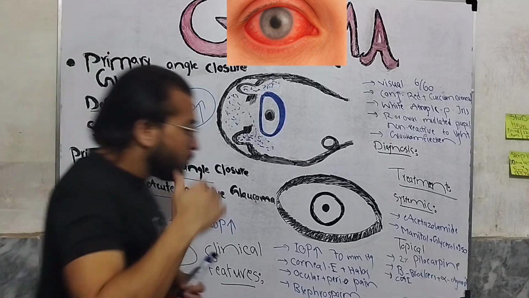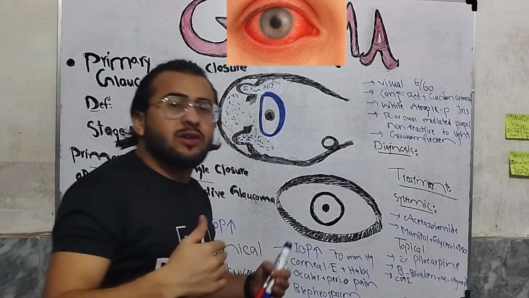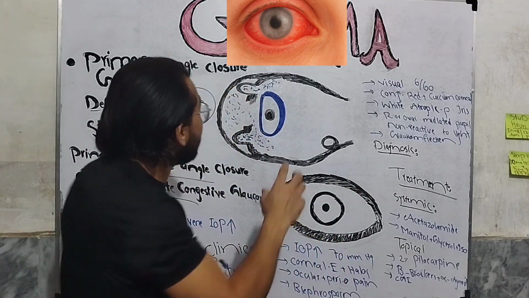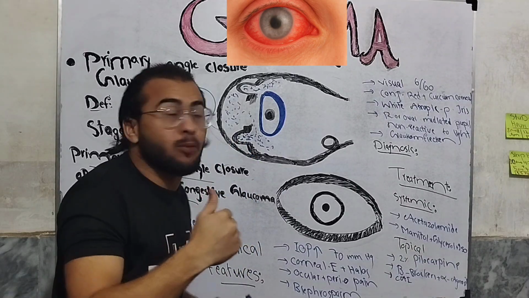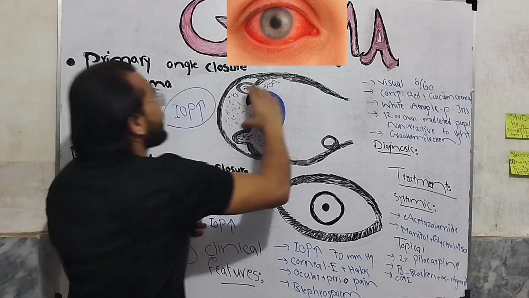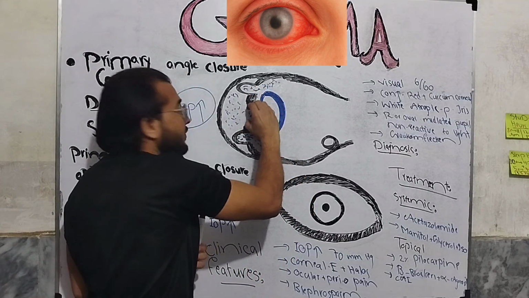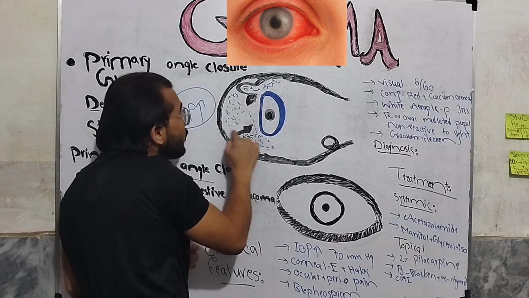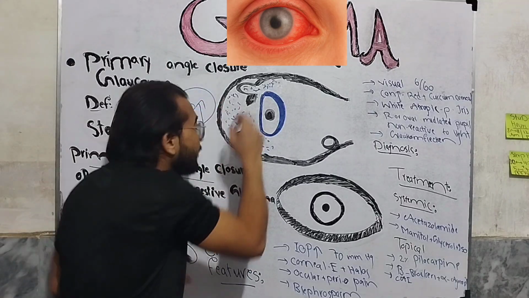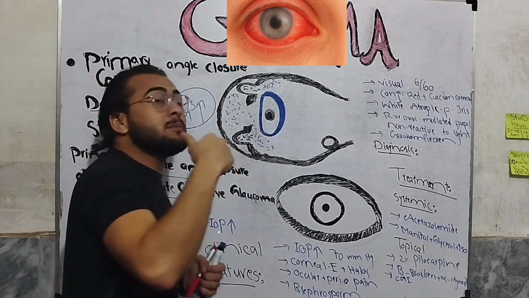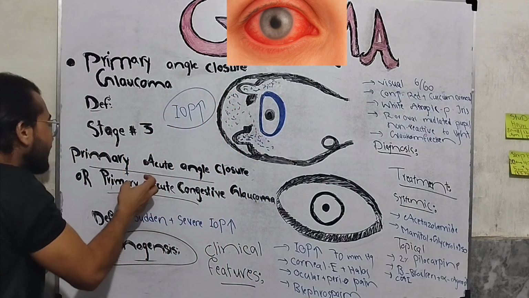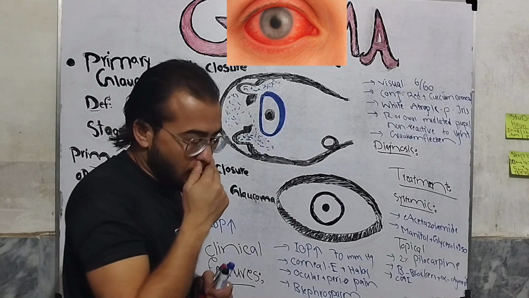But we know that in the second stage, when we expose the patient to bright light or when a patient goes to sleep, it will terminate this iris bombé because of the miosis. As the iris will contract, it will cause pupillary constriction, which is called miosis, which will terminate this iris bombé, and the episode will be terminated. This is about stage 2, when we expose a patient to bright light or when he or she goes to sleep. But what is happening in stage 3, in primary acute angle closure glaucoma?